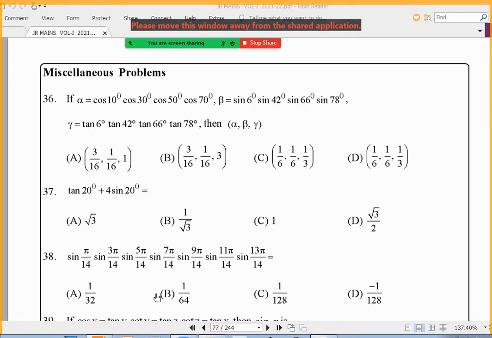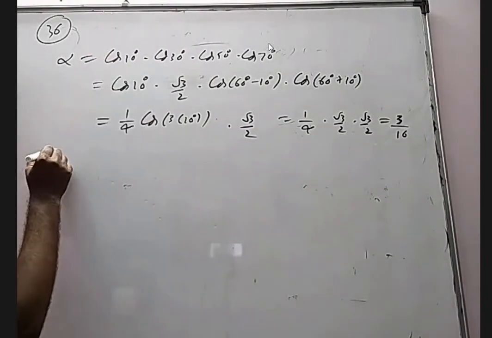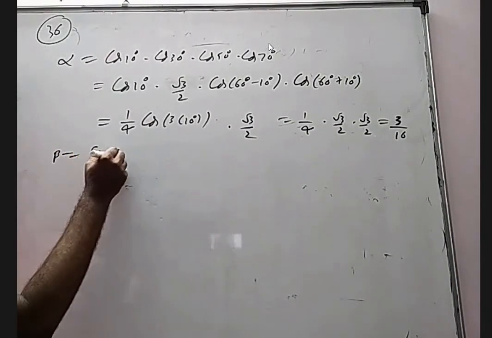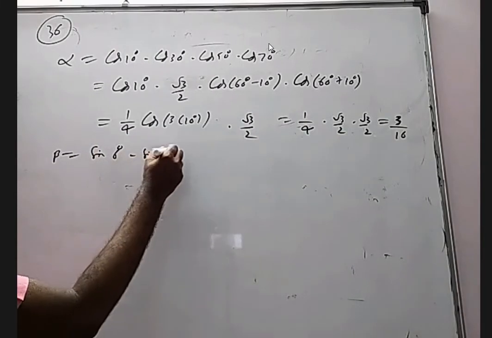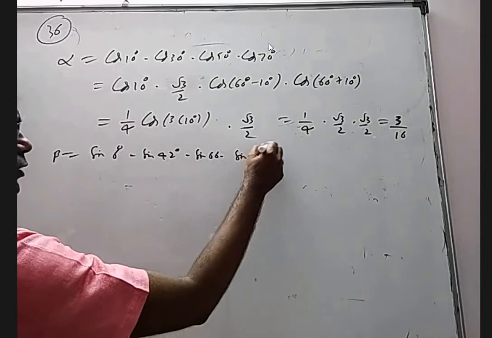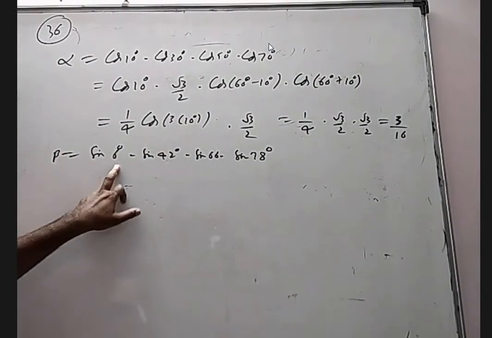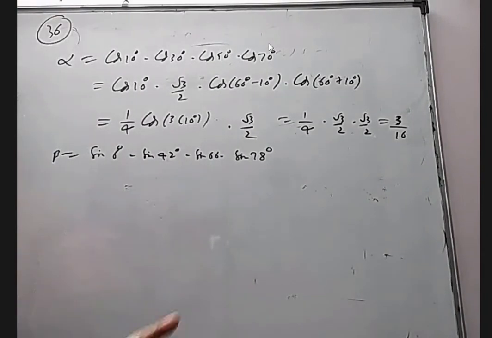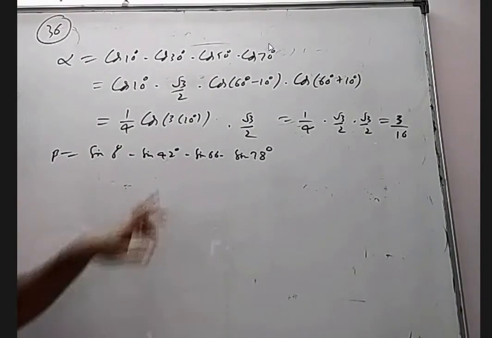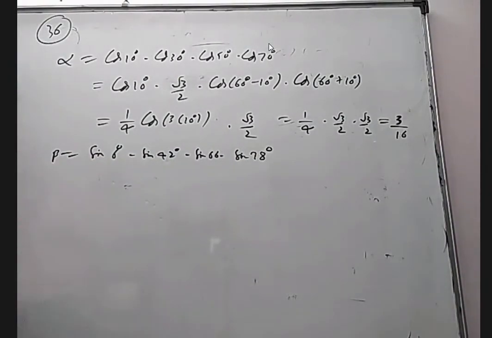Okay, we may try another method later on. Coming to this beta, it is sin 6, sin 42, sin 66, sin 78. Here you have to get an idea that this is 6, this is 60 plus 6, but 66 minus 60 minus 6 is missing. This is 60 minus 18, this is 60 plus 18. So let us try to adjust that.